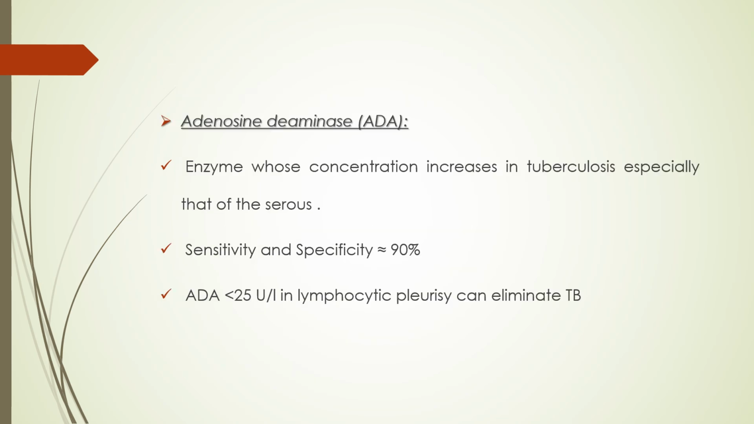Another test that we could do is what we call the adenosine deaminase, which is an enzyme whose concentration increases in tuberculosis, especially in the serous. It is very sensitive and specific, with 90% of sensitivity and specificity. And when we have this ADA less than 25 units per liter in lymphocytic pleurisy, it can eliminate tuberculosis disease.